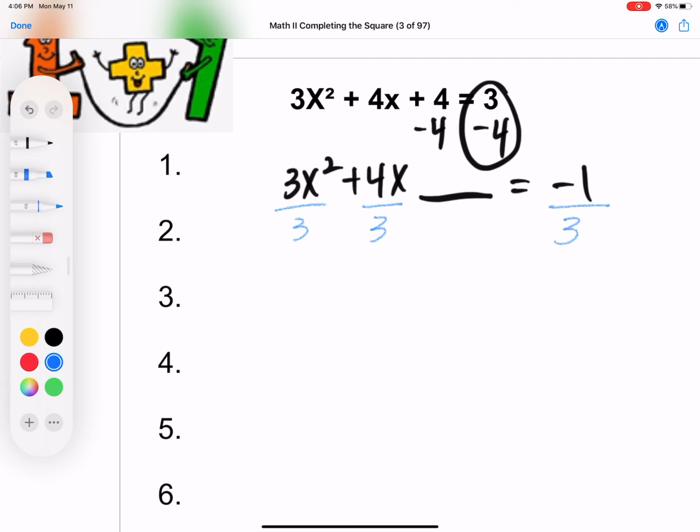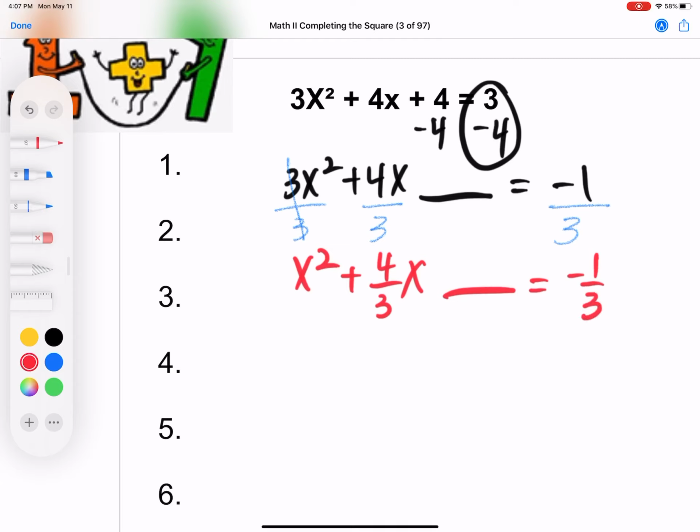All right. So now you want to go ahead and rewrite this. This is going to end up being x squared plus, leave it as a fraction if you can't simplify it, 4 over 3x, blank, is equal to, leave it as a fraction if you can't simplify, negative 1/3, and then blank. Sorry, I forgot to leave another blank up here. Okay, so 2 blanks. That's where you're going to add your term that completes the square.